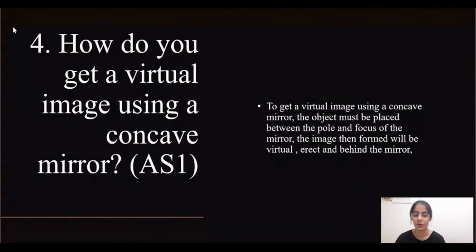How do you get a virtual image using a concave mirror? You know there is only one condition where a concave mirror will produce a virtual image. It is only when the position of the object goes beyond your focus and rests between focus and pole of the mirror. So, to get a virtual image using a concave mirror, the object must be placed between pole and focus of the mirror. The image formed will then be virtual, erect, and magnified. It will be behind the mirror. That is it for this question. Now let us go to the next one.